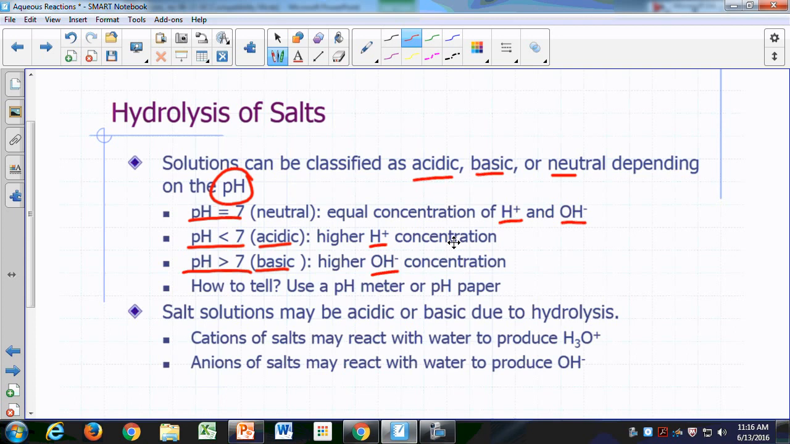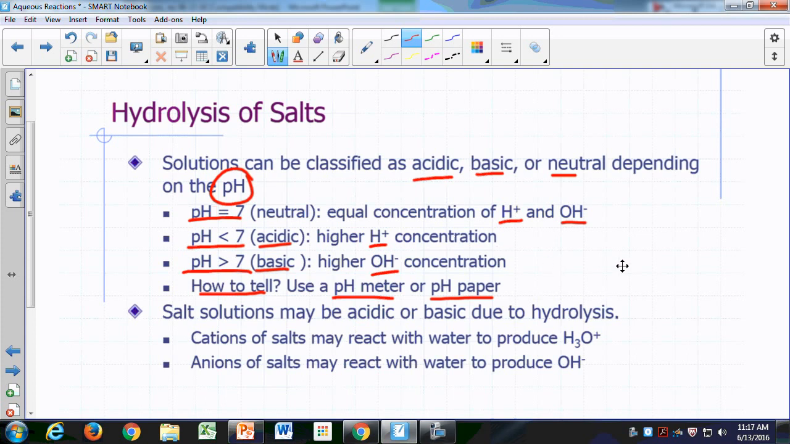How can you tell if your solution is acidic, basic, or neutral? You can use an instrument in the lab called a pH meter, or there's a paper called pH paper that's impregnated with a dye that changes color depending on what the pH is.